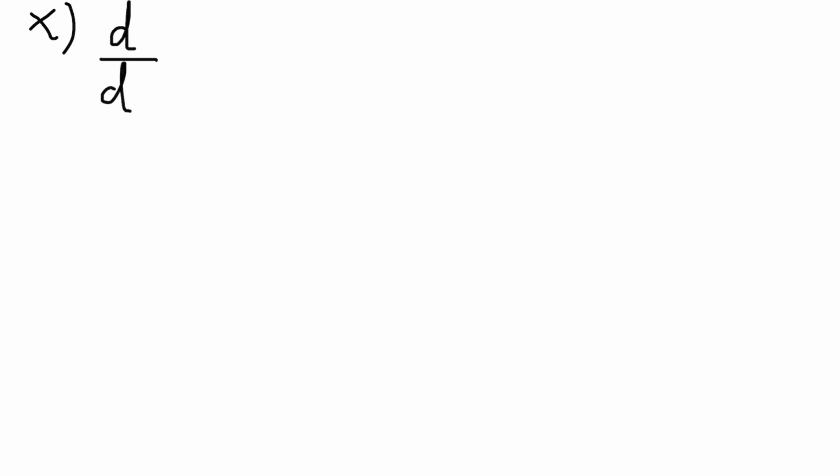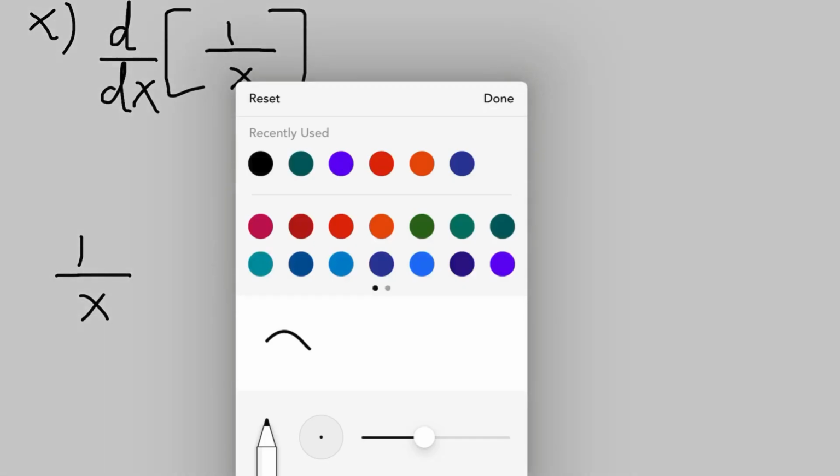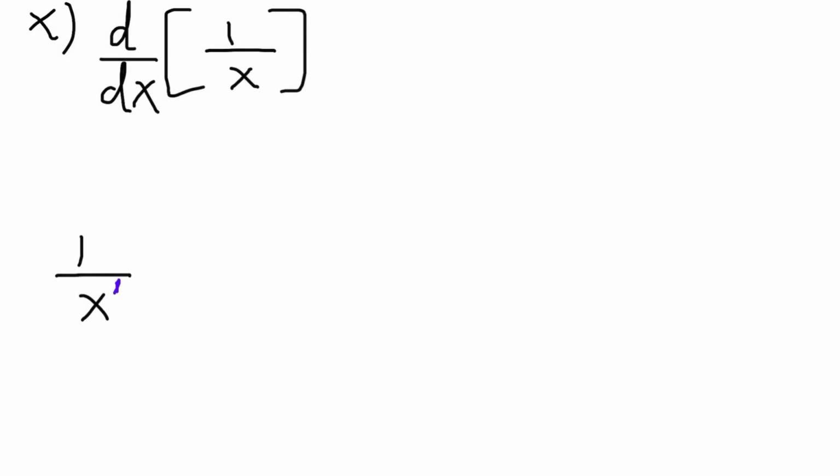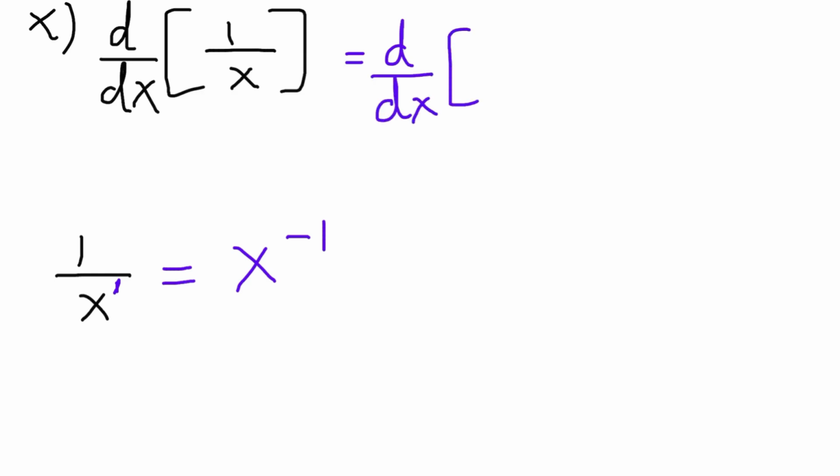In this example, we want to compute the derivative of 1 over x with respect to x. If you remember from one of the previous examples, we know x we can write as x to the power 1. So then if you bring x to the numerator, you get x to the power negative 1 after switching the sign. Then we can apply the power rule, so the derivative becomes negative 1 times x to the power negative 1 minus 1. Then we get negative x to the power negative 2.